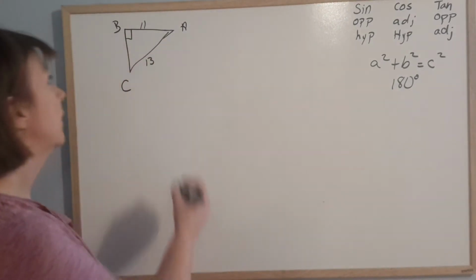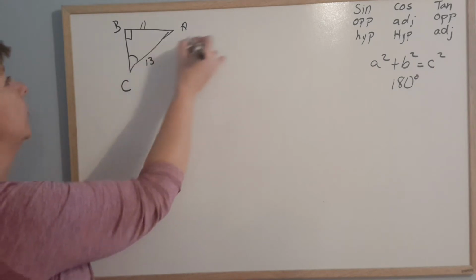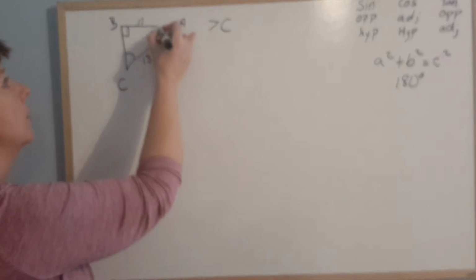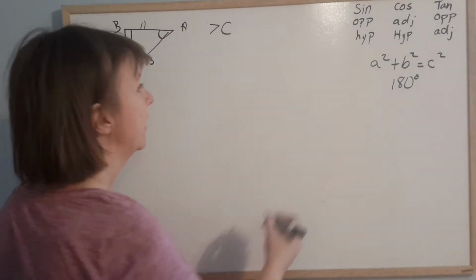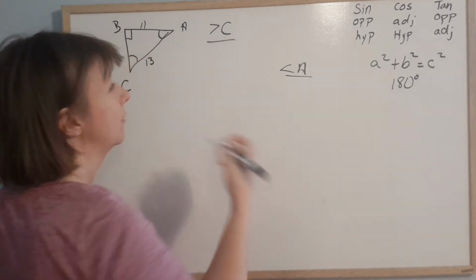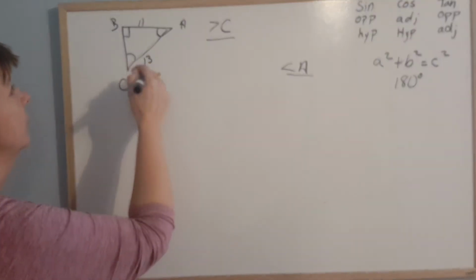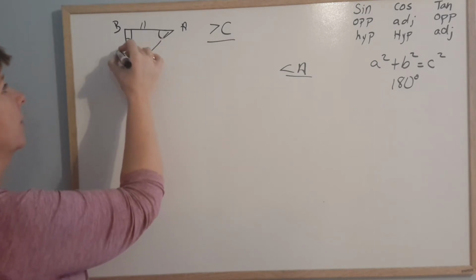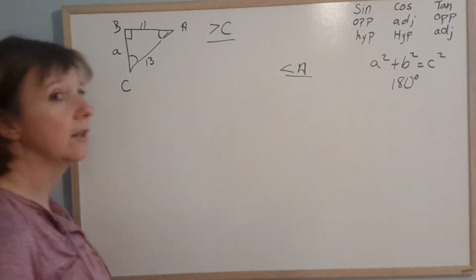So the things we have to find, we have to figure out what angle C is. We have to figure out what angle A is. And we have to figure out what this side over here is. Now it's directly across from angle A, so I'm going to call it little a.